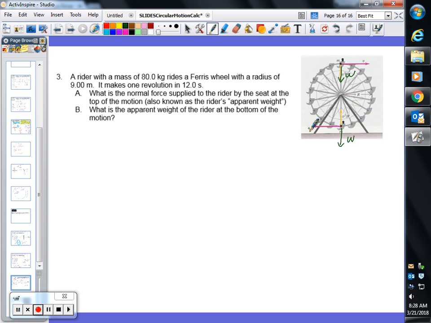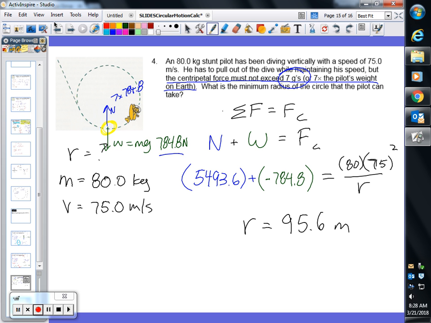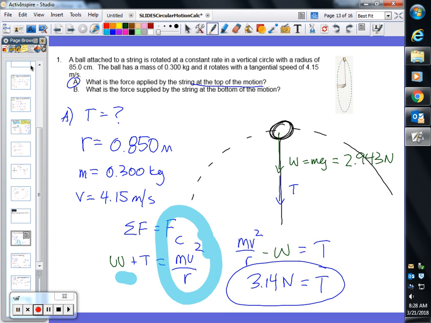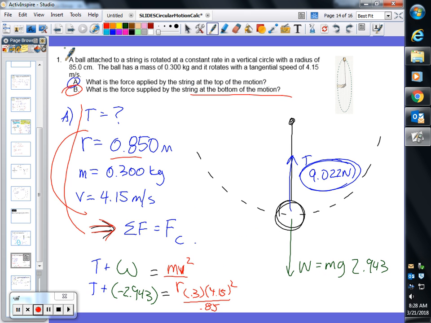Here, normal force is providing that other force, working in combination with the gravitational force. Here, tension is working in combination with that gravitational force, right? Sometimes they work together, sometimes they have to work against each other.